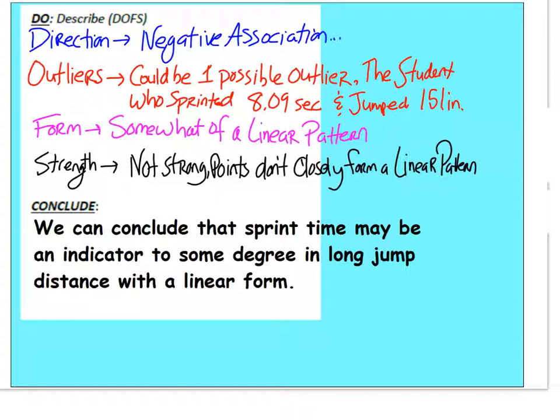I will tell you on the AP exam, for this type of problem, you don't technically have to be as formal as state, plan, do, and conclude. But what you definitely need to do is, if the data is not plotted out for you, you must plot your data. So make the scatter plot first, talk about your DOFs, and then make a conclusion.